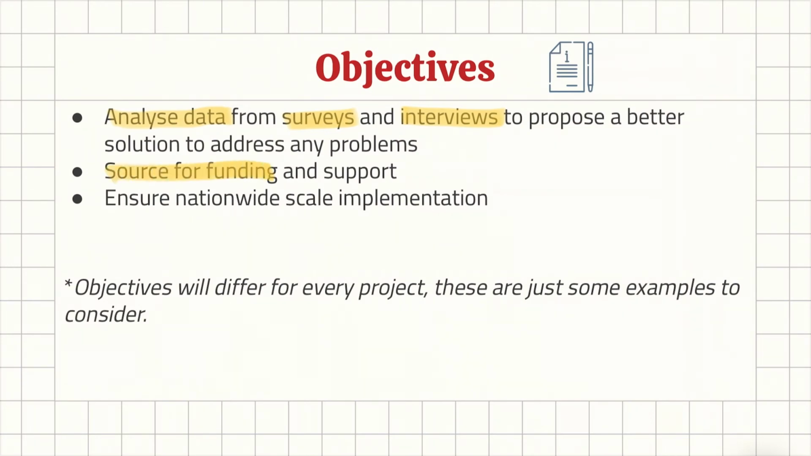Other objectives could be to source for funding as well as support. So how do you go about looking for this funding or these different areas of support to ensure that your project can propel forward? The last one could be to ensure nationwide scale implementation. So how do you ensure this project makes sense and is effective on a nationwide scale, in order to target the entire of Singapore? Objectives will differ for every project, but these are just some examples you can consider that will help you to lay out certain pillars, certain markings, throughout the entire project that you know you have to achieve in order to ensure that the project has been holistically covered in terms of every different aspect.